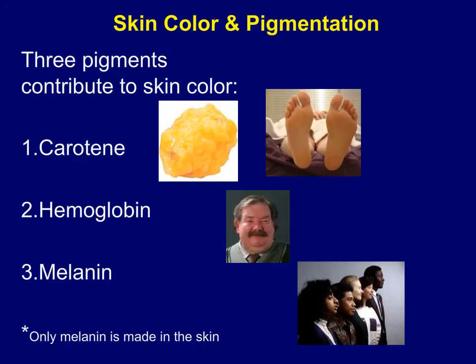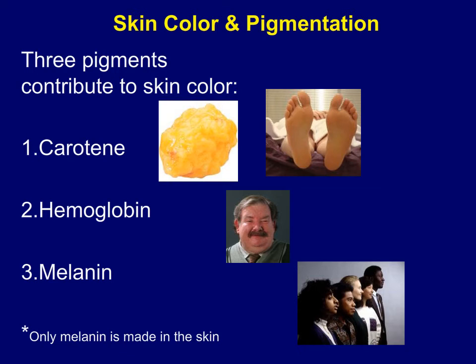Now, before we go on to talk about the strata or layers of the epidermis, I want to say a word about skin color and pigmentation. You probably already know that melanin is a very important pigment to helping protect the skin from UV radiation. And melanin is produced in melanocytes, as we'll see here in just a minute. And in fact, melanin is the only pigment that is actually made in the skin.